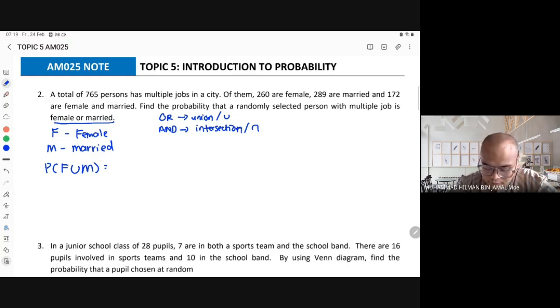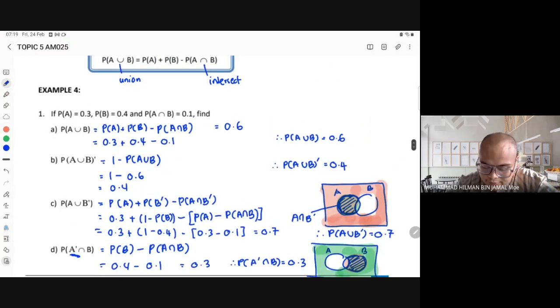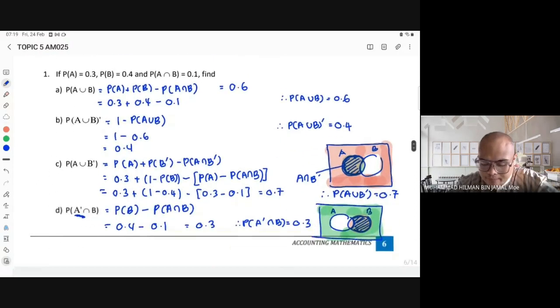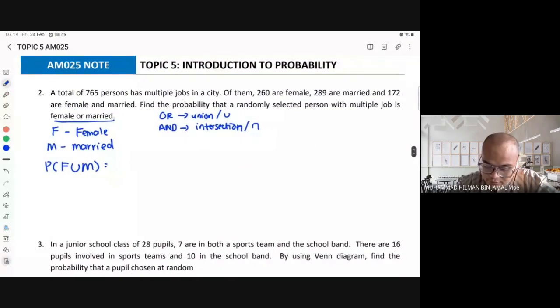Okay, so probability of F union dengan M. So yang ni kita ikut formula yang tadilah, formula yang atas ni, union: PA tambah PB tolakkan dengan PA intersect dengan B. So probability of F tambah probability of M tolakkan dengan probability of F intersect dengan M.